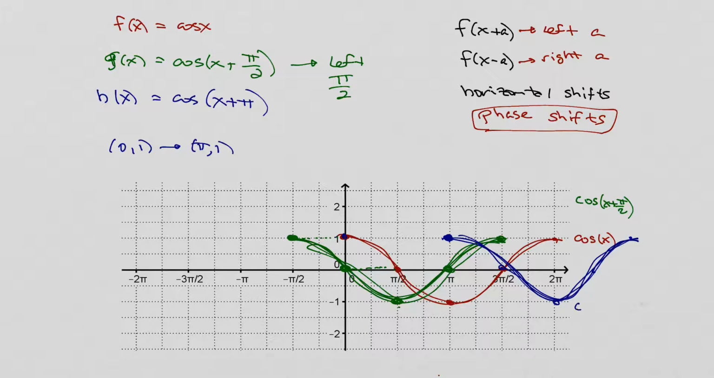Right? And this blue one, that is cosine of x plus pi. All right. So again, if you add or subtract something on the outside, it's a vertical shift up or down. If you add something inside your function with your x and your cosine, then that's a phase shift to the left or to the right.